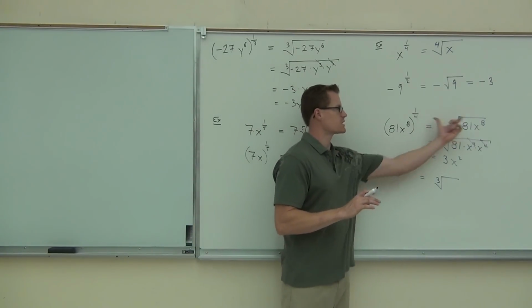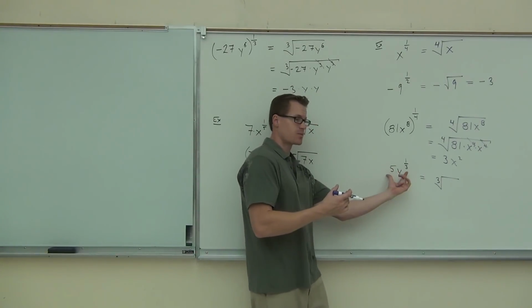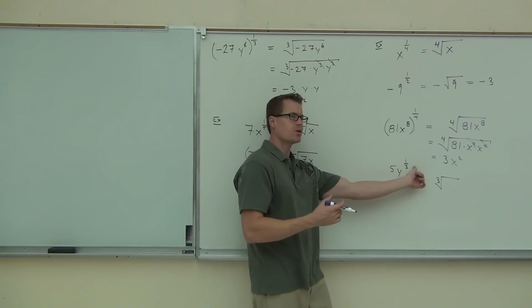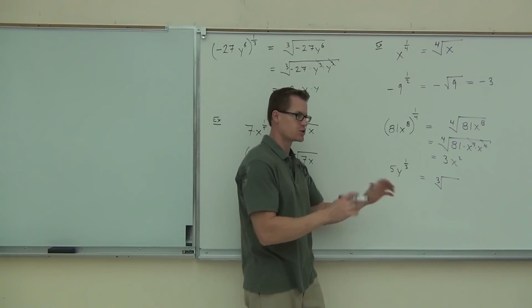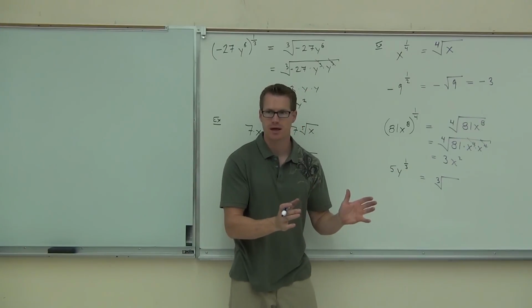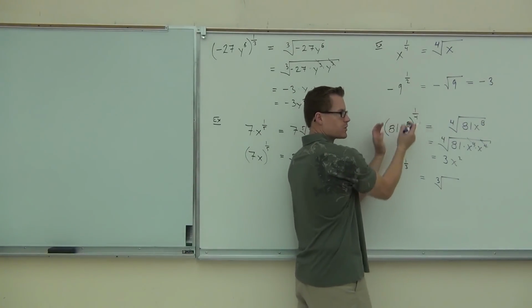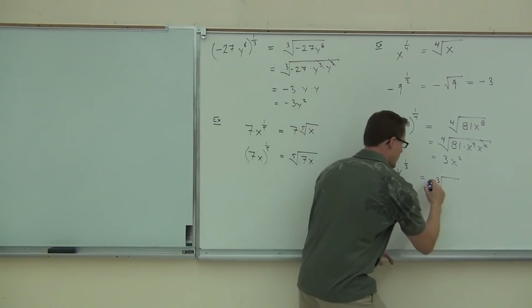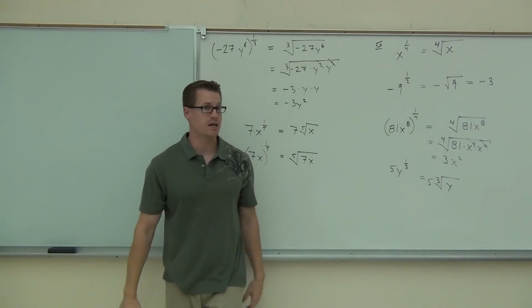Here the 81 was inside of our root because it was in the parentheses. If it's not in that parentheses, this exponent is really only being applied towards this y. It's not actually going to the 5 as well. There's no distribution of exponents like that if there's no parentheses. Here we can because it's all to the 1/4 power. Here there's none. So we have the 5 up front, the y as our radicand, and that's our answer. We can't do anything more than that.